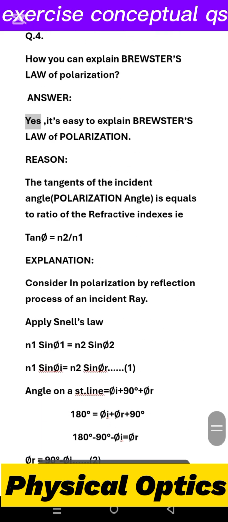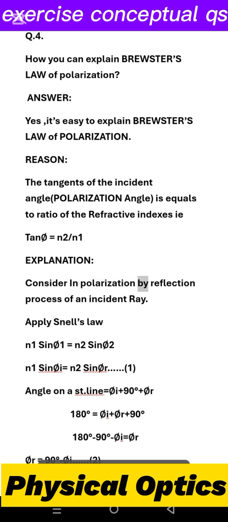4 marks. How can you explain Brewster's law of polarization? Answer. Yes, it's easy to explain Brewster's law of polarization. Reason. The tangent of the incident angle, the polarization angle, is equal to the ratio of the refractive indexes, i.e. tan φ equals n2/n1. Explanation.